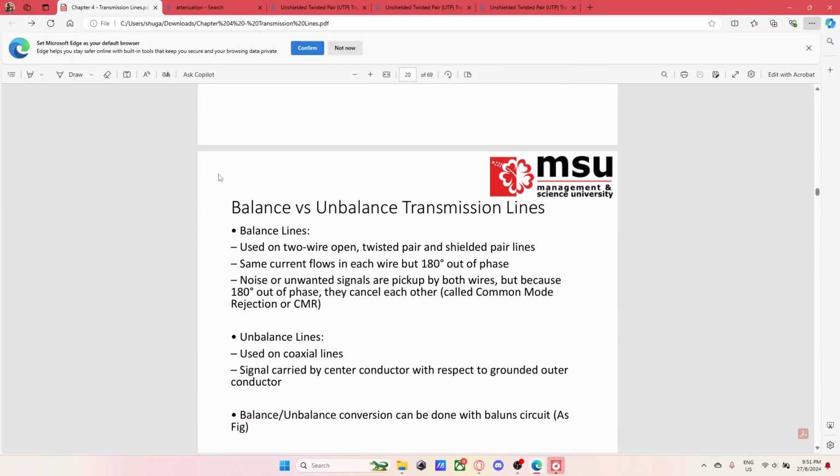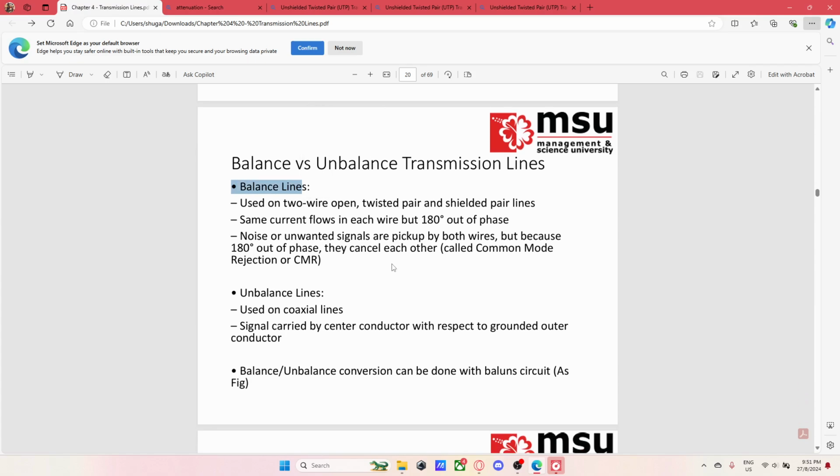So, there are two different things that you need to know about transmission lines, and that is balanced and unbalanced transmission lines. A balanced transmission line is used in two-wire open, twisted pair or unshielded pair, like we saw in the previous example. The same current flows in each wire, but 180 degrees out of phase. Noise signals are picked up by both wires, but because of the 180 degree phase difference, they cancel each other, called common mode rejection or CMR.